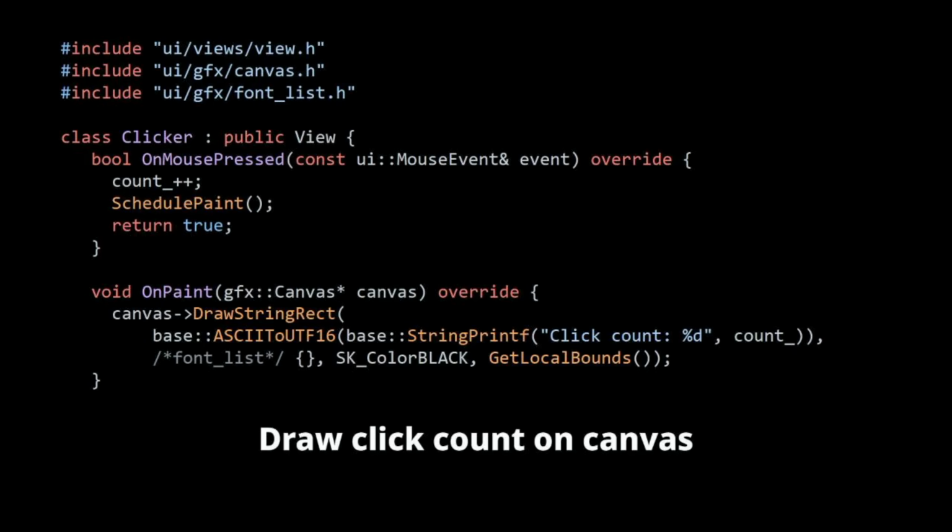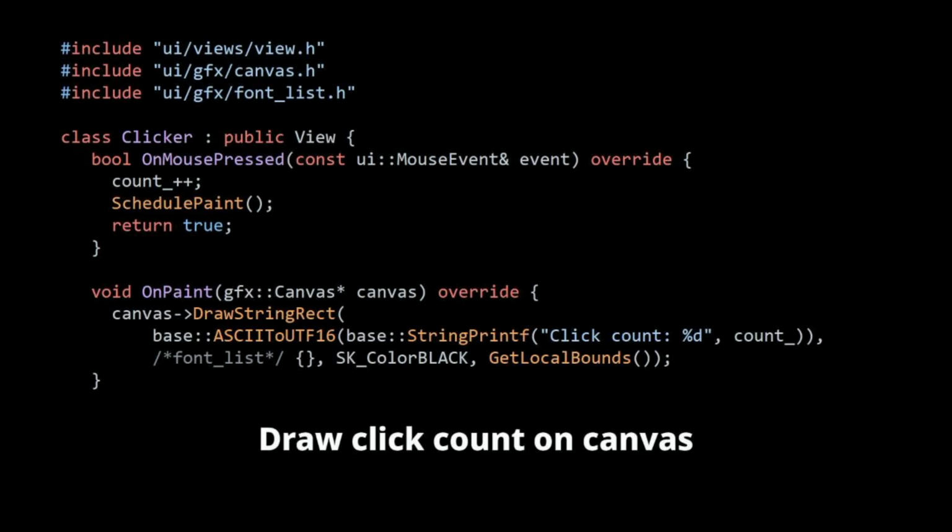So now, let's try to capture mouse press events and render click count on the view. You can easily increment the count by overriding the OnMousePressed method. But don't forget to call the SchedulePaint method. The view won't be repainted before you schedule paint. Then you'll have to paint to the gfx::Canvas object that's passed to the OnPaint method. Canvas is the main object you'll need to paint something on the view. It's an abstracted canvas, and it's backed by the Skia project. That's why SK_ColorBLACK is used, which is a color constant in Skia. In order to draw text, you can use the DrawStringRect method.